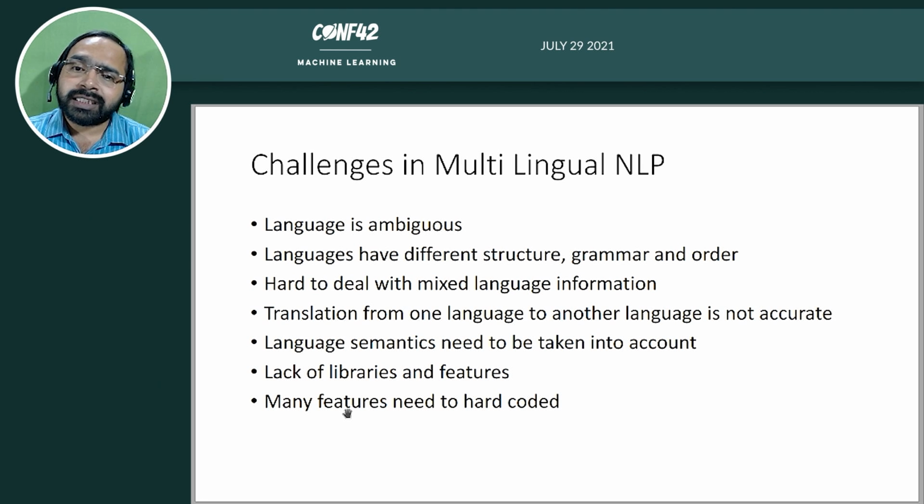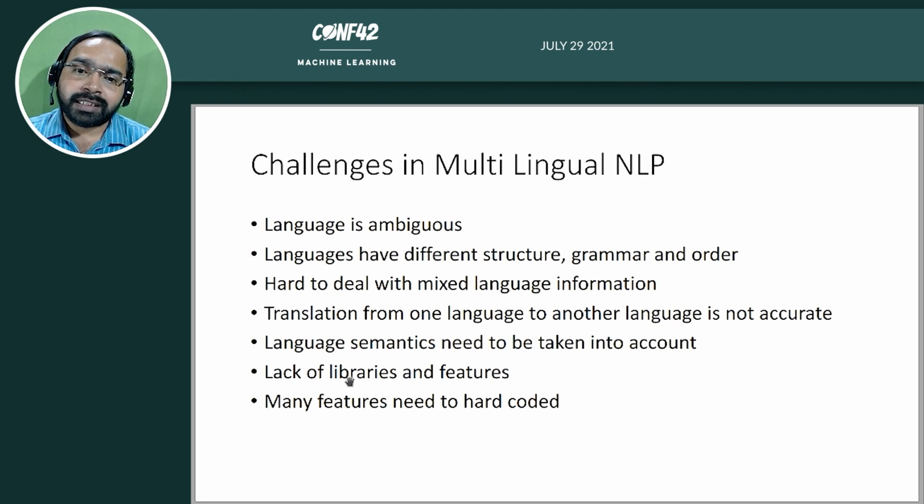Then it is hard to deal with mixed language information. Now we know that due to globalization, people speak multiple languages, and when they do, it's a general tendency that they mix the words of different languages. So when we have data of such a kind and we need to process it, it may create a problem, because our libraries may not be able to detect or identify the words of other languages.